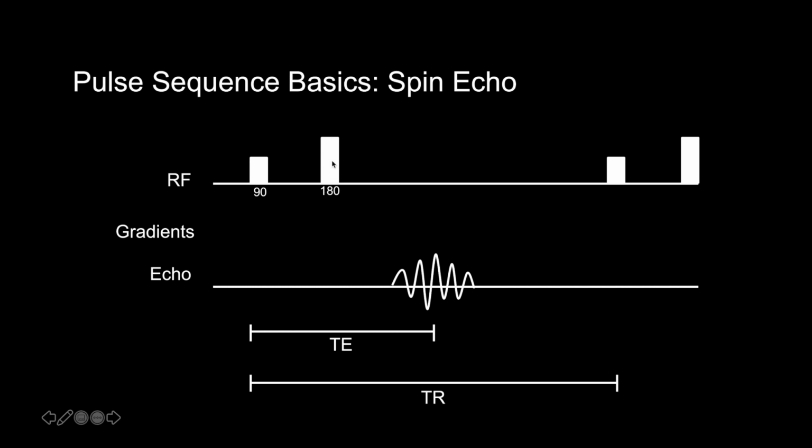The purpose of this 180-degree pulse is to bring the nuclei that precess out of phase due to magnetic field inhomogeneities back into phase. We then have our spin echo here, and the signal that we get here is not as sensitive to signal loss from magnetic field inhomogeneities as the gradient echo that we showed earlier. Again, we have the TE and TR, and these are the parameters that determine the tissue contrast.